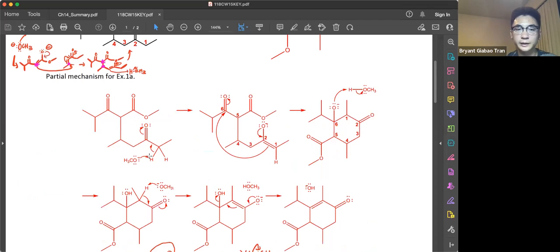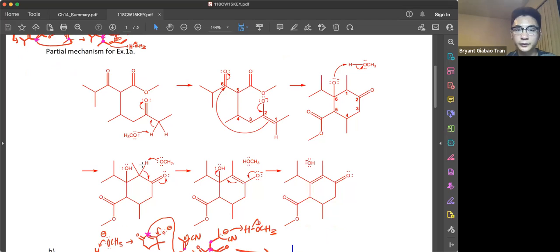The alpha hydrogen here gets deprotonated, forming the enolate ion here. This first carbon here will attack the 6th carbon, forming a 6-membered ring, attached to all the groups attached to the carbons. This O- here will get protonated by the HOCH3.